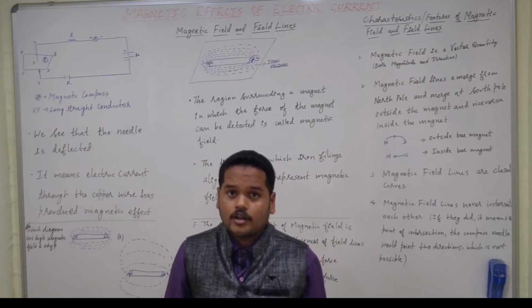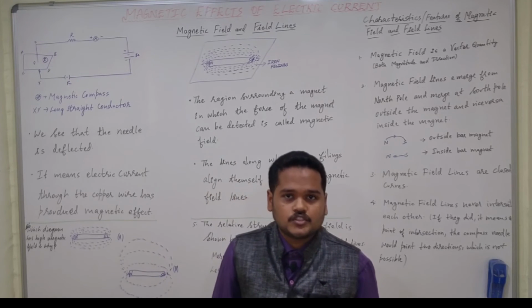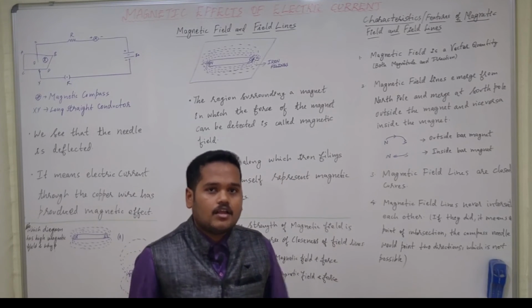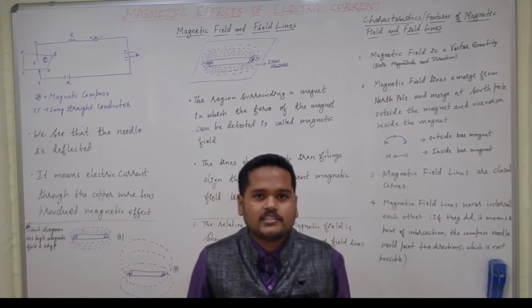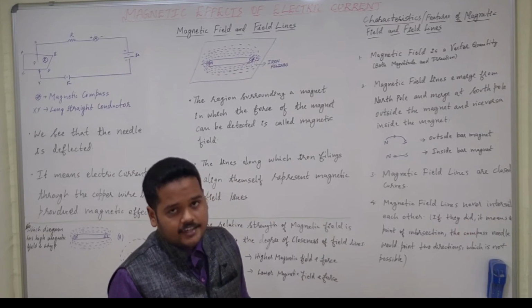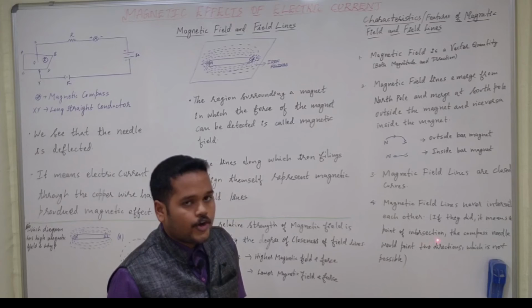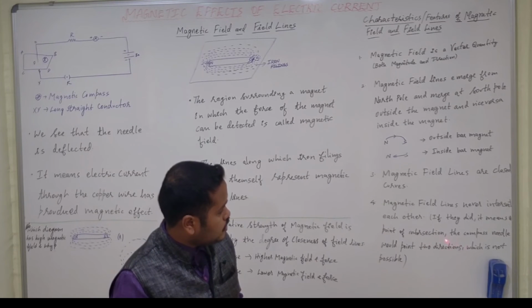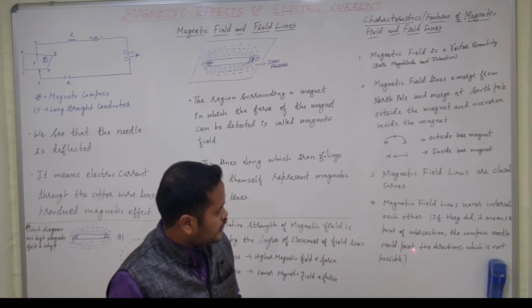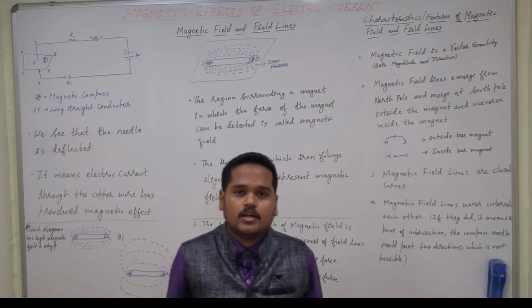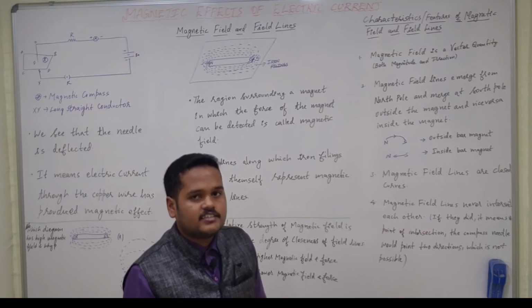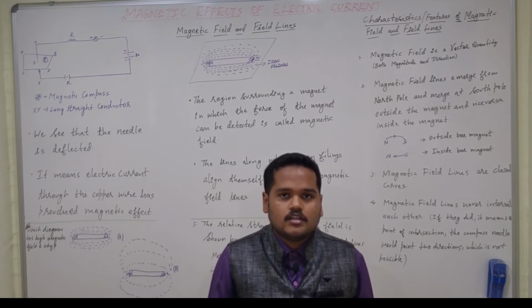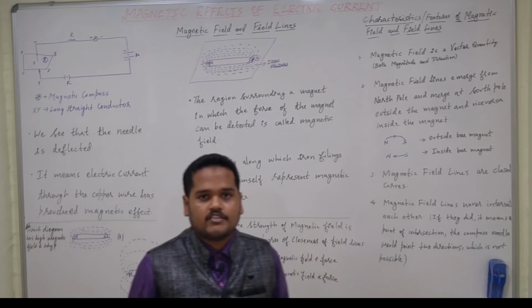In exams, you might get a logical reasoning question asking why, how, why does magnetic field lines never intersect each other? So you have to answer stating, if they did, it means at the point of intersection, the compass needle would point to how many directions? Two directions, which is not possible. Hence, magnetic field lines never intersect each other. This is the fourth characteristic of magnetic field line.